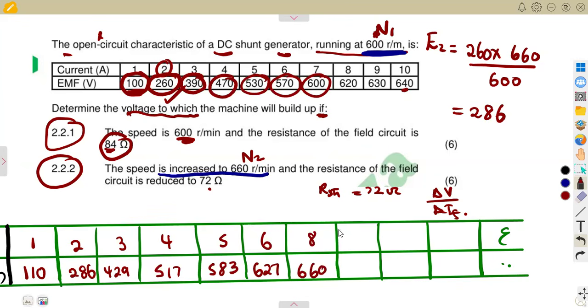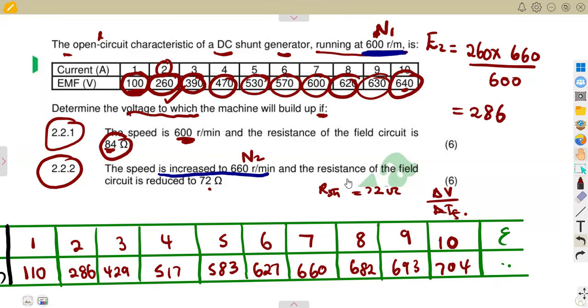So this is how you calculate these, guys. You just have to substitute into the formula that you have already made the subject. At 620, it gives us 682. At 630, it gives us 693. And at 640, it gives us 704. So these are the new values.